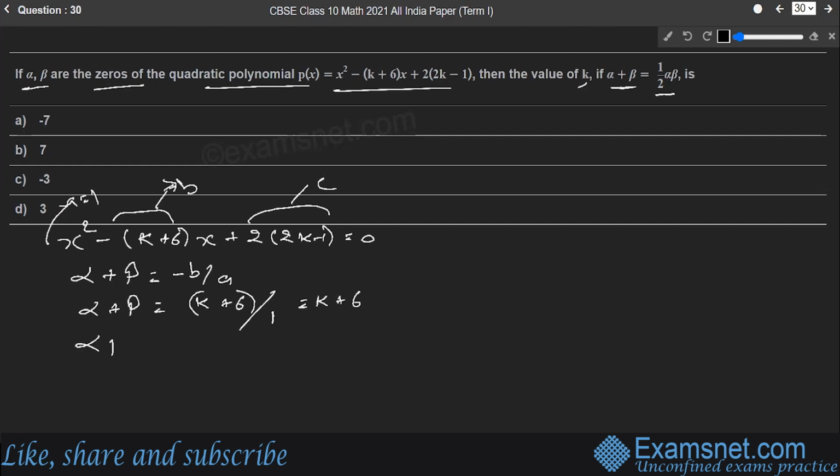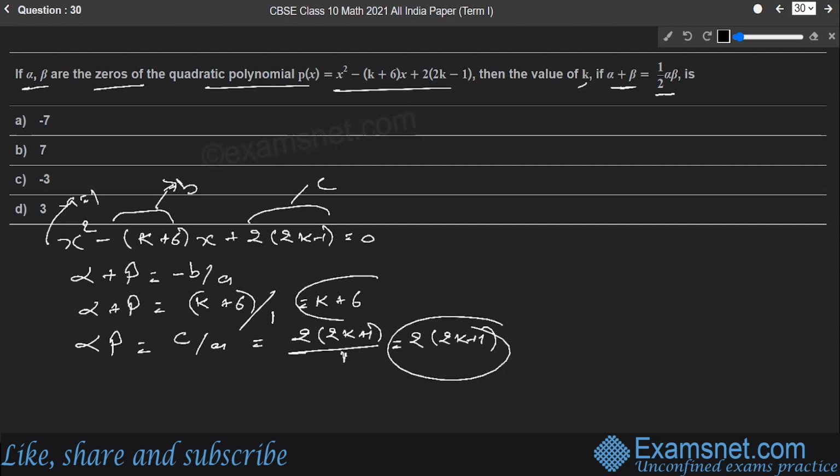What about the product of the roots? Product of the roots is given by C by A. So the C value here is twice of (2k minus 1) and the A value is simply 1. So the product of the roots comes out to be 2 into (2k minus 1). Okay, so this is the alpha beta value and this is the alpha plus beta value.